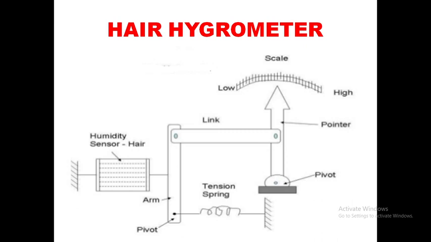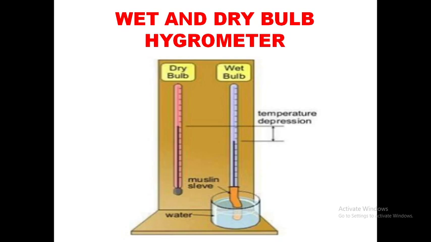Disadvantages of this equipment. This hygrometer is slow in response. If the hygrometer is used constantly, its calibration tends to change. Second instrument, wet and dry bulb hygrometer. This figure shows the wet and dry bulb hygrometer.